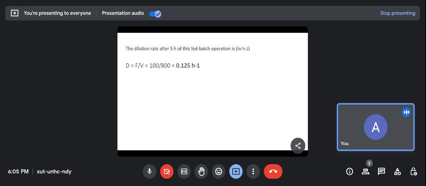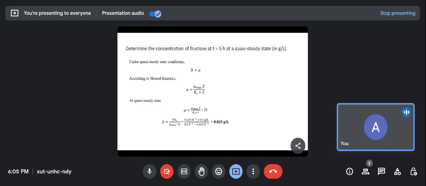Let's see the next question. You have to determine the concentration of fructose at time t equals 5, and that is the quasi steady state, in gram per liter. The answer has to be in gram per liter. You know that under quasi steady state, your dilution rate is equal to your growth rate.